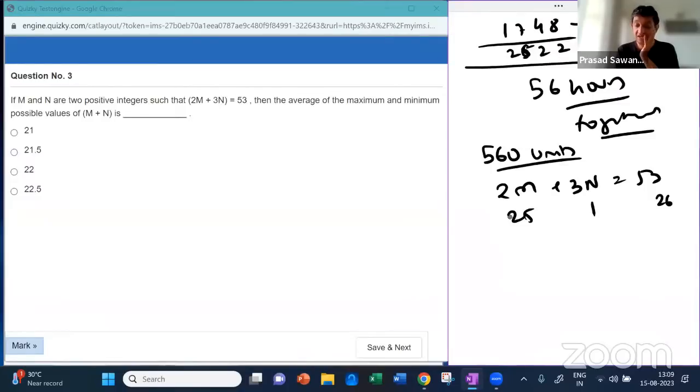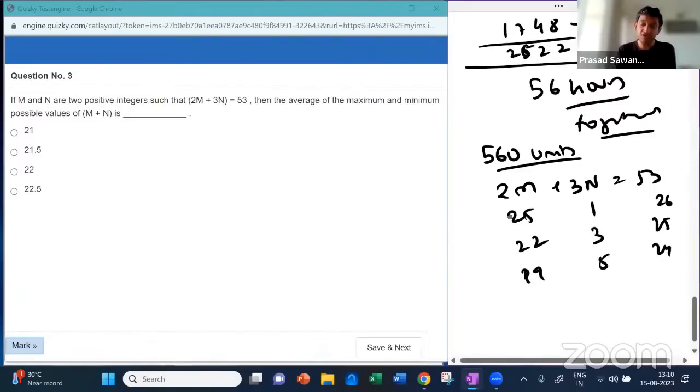Now n can't become 2. n will have to be 3 because it will change by 2 points, right? So if this becomes 3, 3 3s are 9, this will go down by 3, so it will become 22. Yeah. So 22 and 3 is 25. Now understand the logic. So this is 5, this is 19. So 19 and 5 will be 24, it will keep on reducing.